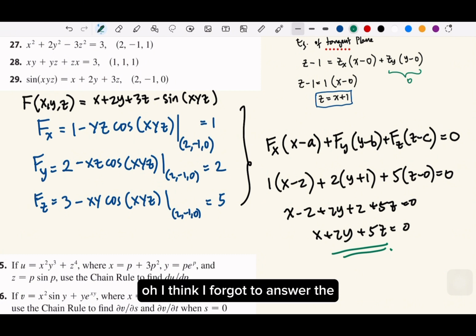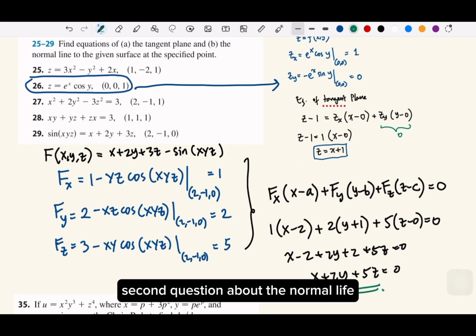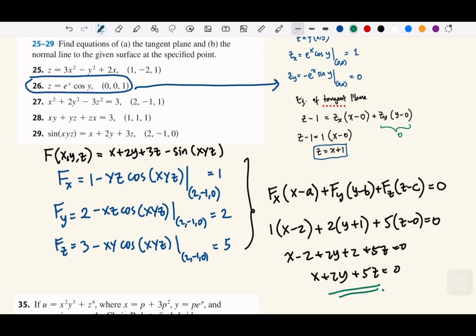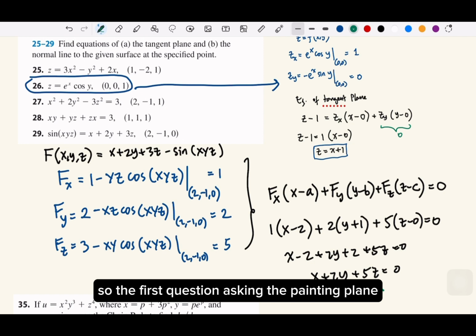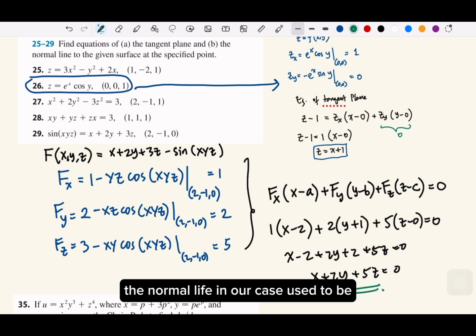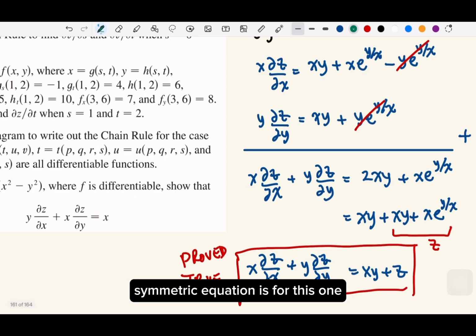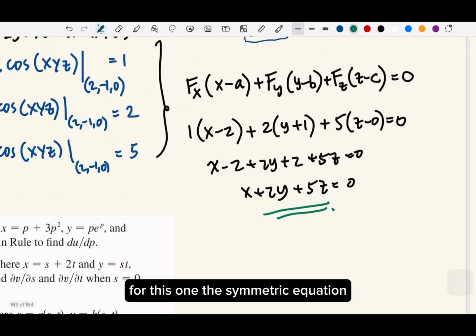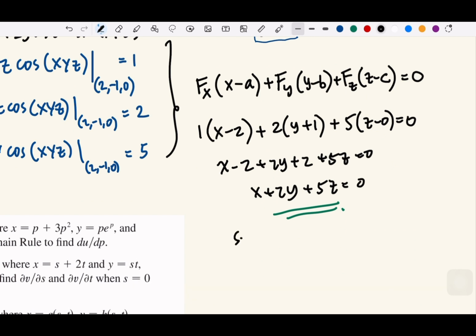Oh, I think I forgot to answer the second question about the normal line. So the first question asked for the tangent plane, which is this. The normal line, in our case, usually you need to write the symmetric equation. What is the symmetric equation?